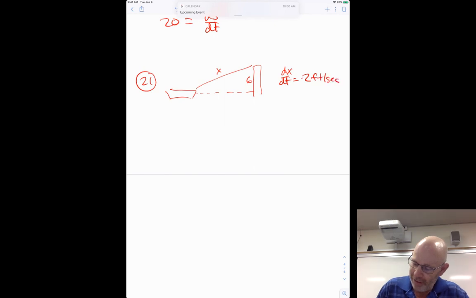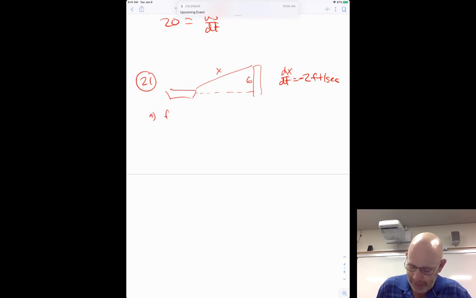And I'm going to call that negative. And the reason I'm going to call it negative is because X is getting smaller. Okay, getting smaller, not because it's moving right or left, just because X is getting smaller. And then at what rate, how fast is the boat approaching the dock? So the first question, we got two questions actually.